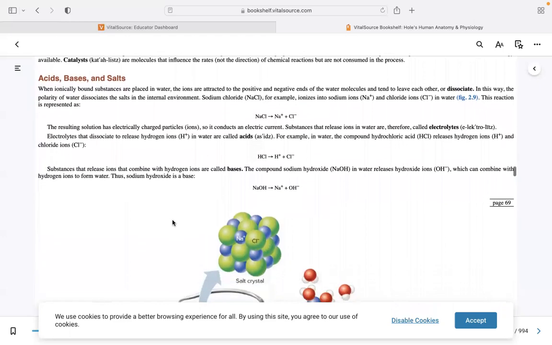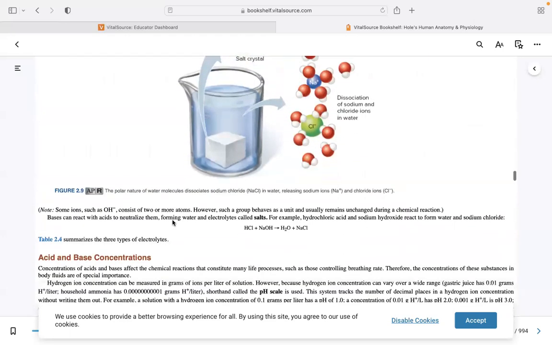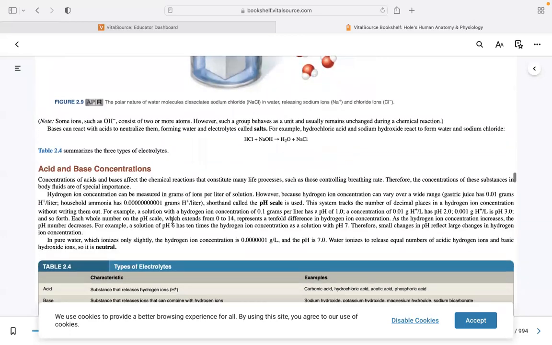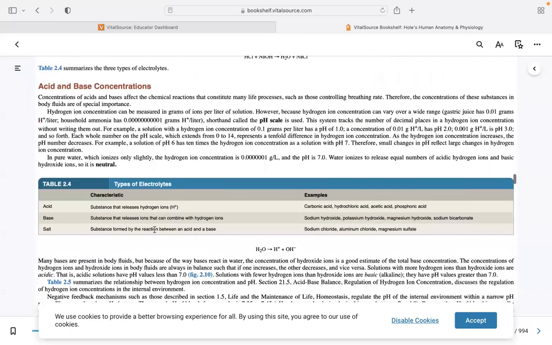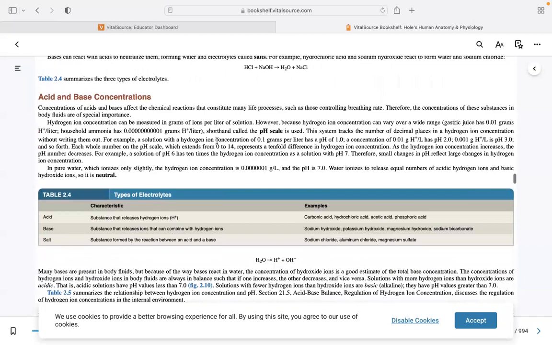Now, acid, base, and salt. Let's look at these definitions. An acid is something that has a lot of hydrogen ions in it, H+. A base is something that can release a lot of hydroxide ions, which is OH-. And the substance formed by the reaction between the acid and base, if I put them together, that's called a salt. Okay? Now, how does the pH scale work?